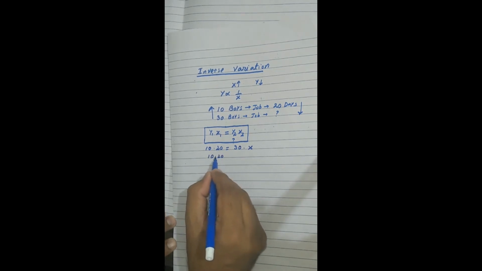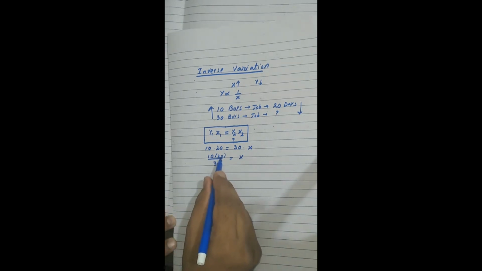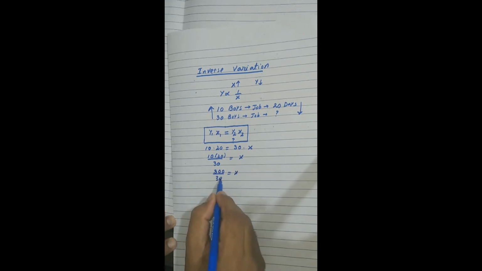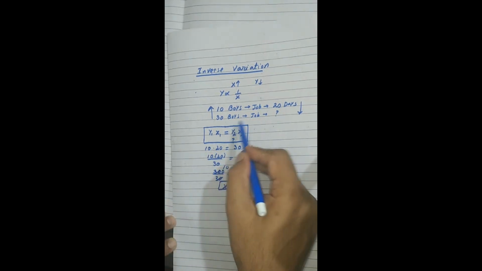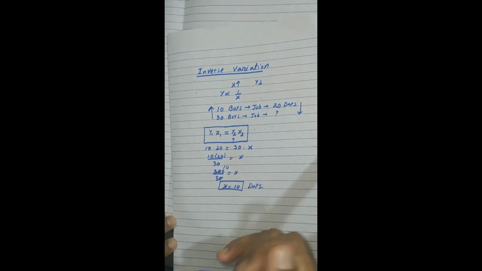10 multiplied by 20, and 30 will divide on the opposite side. 20 multiplied by 10 is 300, divided by 30. 300 divided by 30, the number of days will be 10. It means 30 boys do the same job in 10 days. This type of relation is called inverse relation.